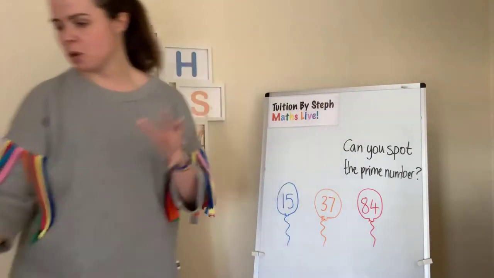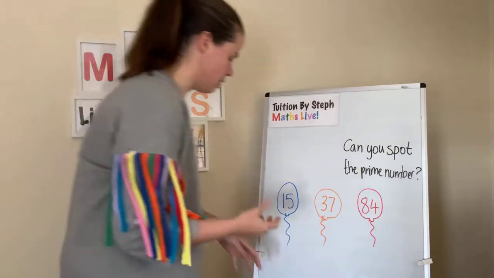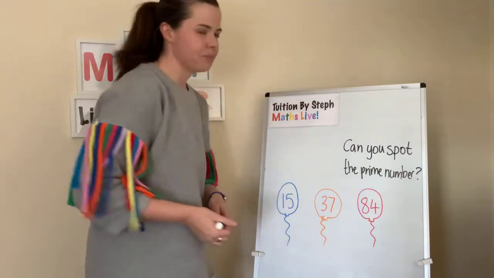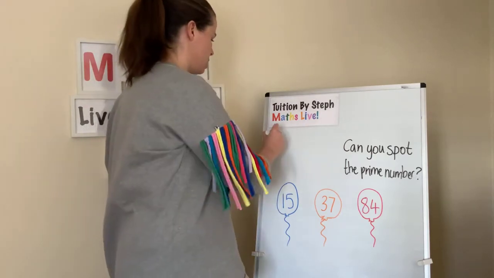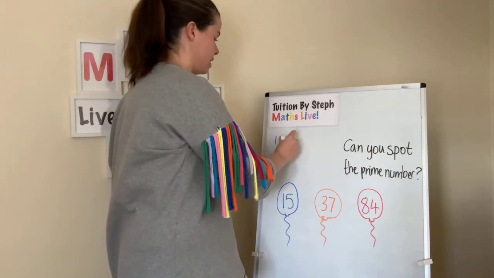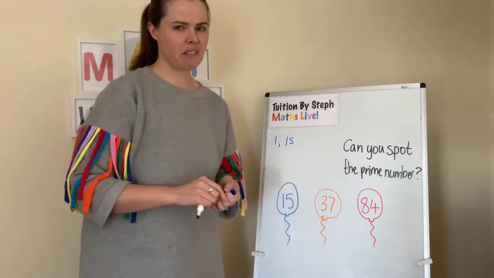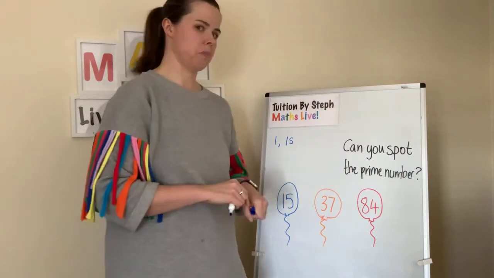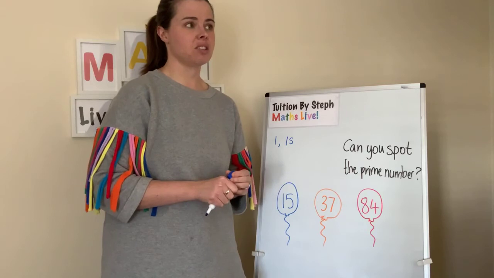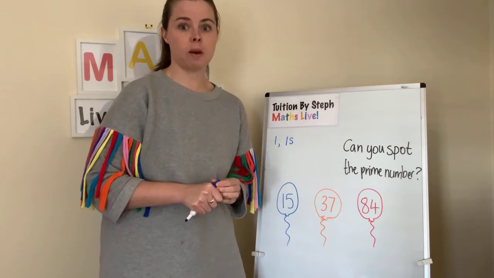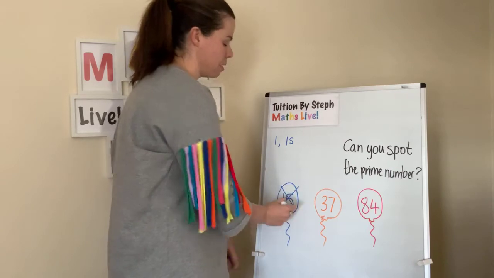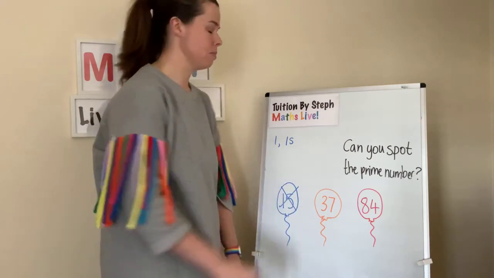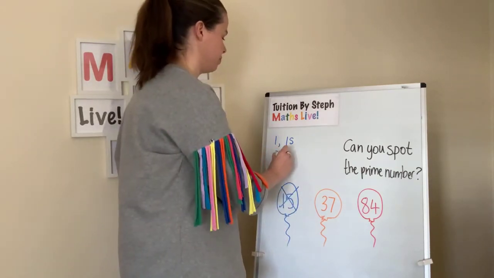Right. So which one is the prime number? What we do is work through the selection and think, right, 15. What times tables does 15 appear in? Well, it appears in the 1s and the 15s. Does it appear in the 2s? No, because it's not an even number. Does it appear in the 3s? So 3, 6, 9, 12, 15. So that's not a prime number because it's in other times tables. It's in the 3s and the 5s.